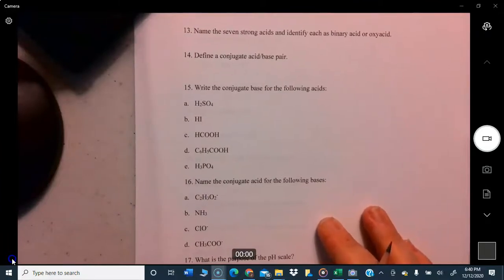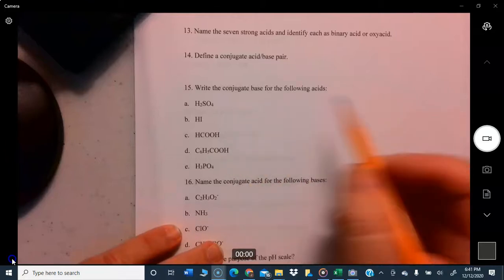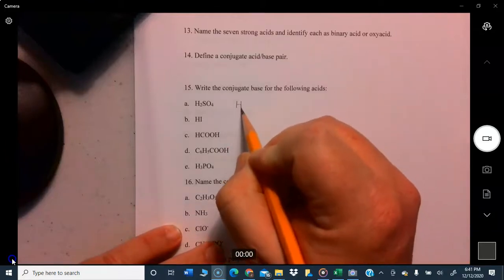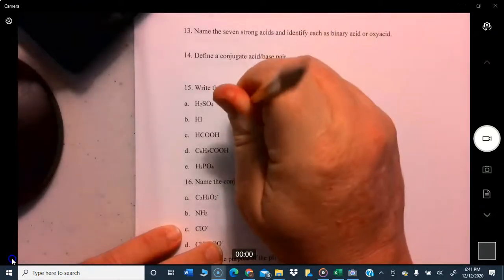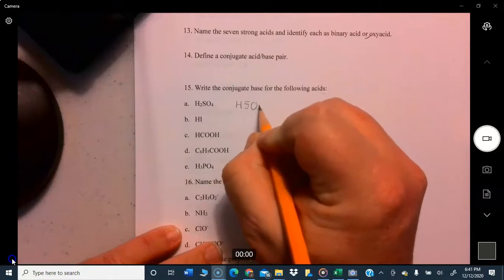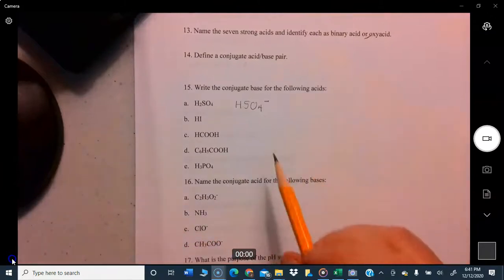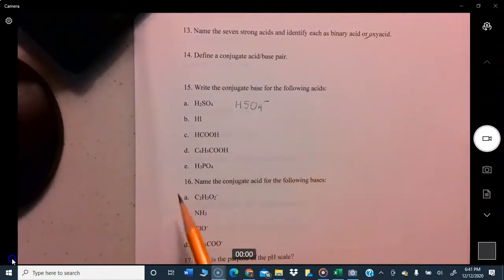So write the conjugate base for the following acids. A conjugate acid-base pair is one that differs by exactly one proton. For H2SO4, sulfuric acid, it's simply going to be less one H. So instead of H2, it's just H SO4, and since a proton was dissociated, it has a negative charge on it. Do all the rest of them the exact same way.